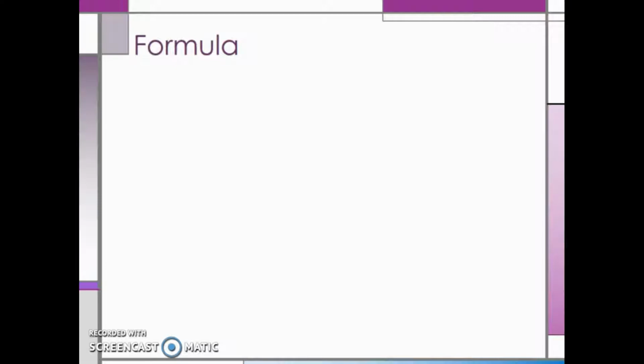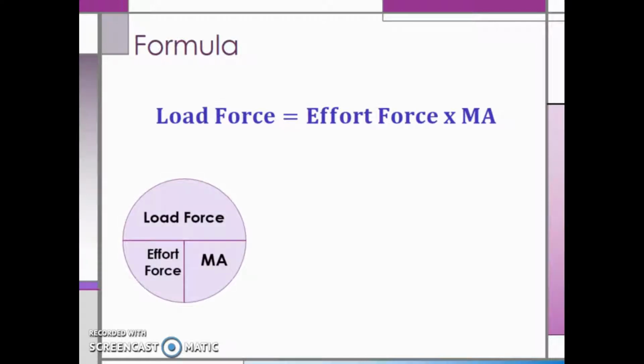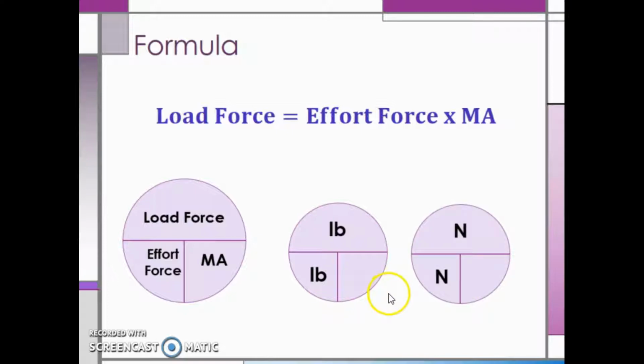Here are the equation circles that we can use to help solve for load force, effort force, or mechanical advantage, depending on what we are given. Again, the load force is equal to the effort force multiplied by the mechanical advantage. We have load force on top, and effort force and mechanical advantage both on the bottom. Looking at our units in the English system, we will use the same units for force we have seen previously, which is pounds for load force and pounds for effort force. Remember, mechanical advantage doesn't have units. In the metric system, both of our forces are measured in newtons.